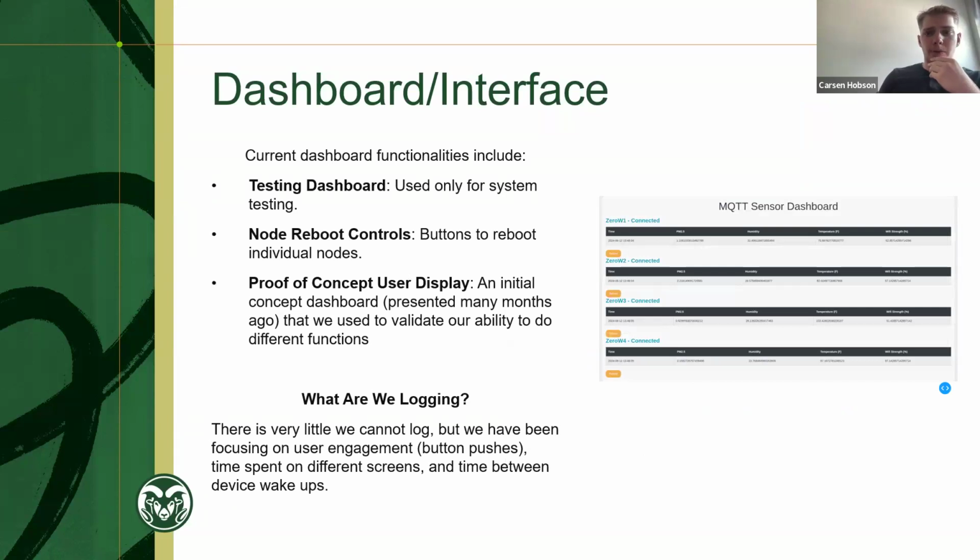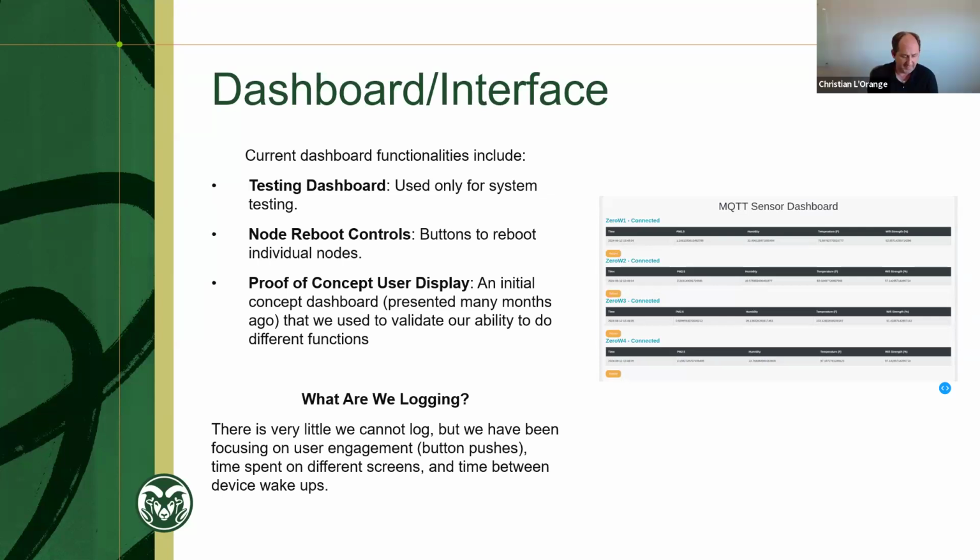All right, dashboard and interface piece. This dashboard on the right, you can see, is what I'm currently using for just testing purposes, which shows each node and its individual data, so PM 2.5, humidity, temperature, and Wi-Fi strength. I was able to reboot each node individually with buttons on this dashboard. But this is purely for testing purposes and not necessarily what would be used in the home.